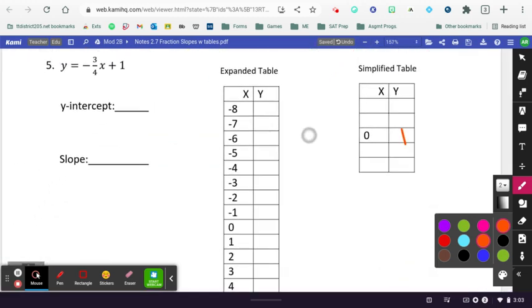So now we have y equals -3/4 x plus 1. Our y-intercept is 1. Our slope is -3 over 4. Write it how you say it. Negative 3/4 x, negative 3 over 4. You only want to have that negative once. If you have it twice, it becomes something totally different. Our simplified table is 1 at x equals 0, and same with our expanded because that's our y-intercept.